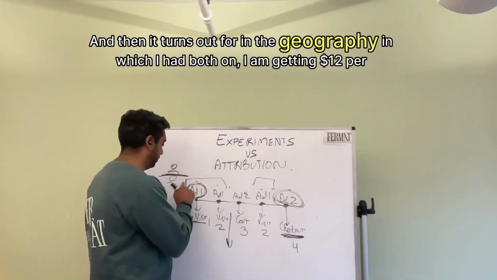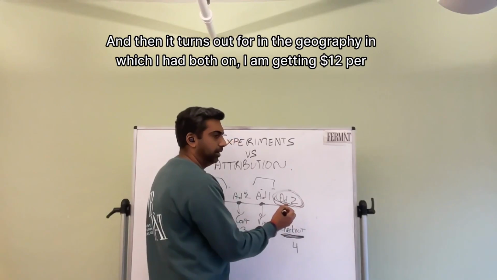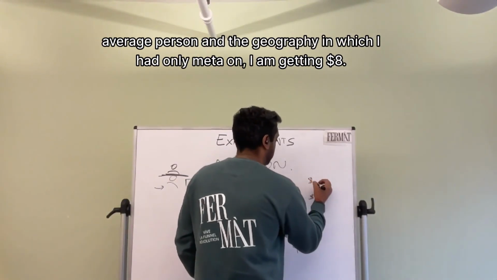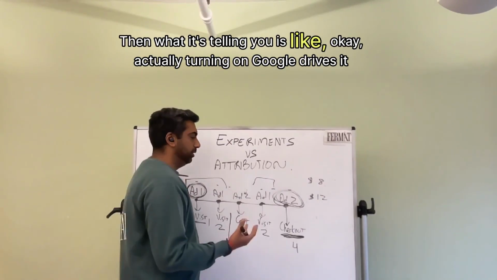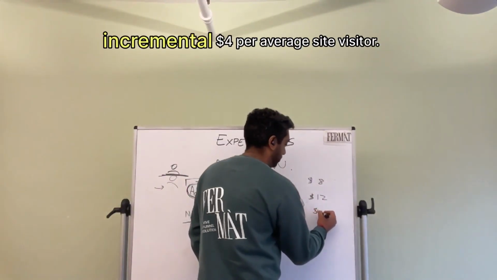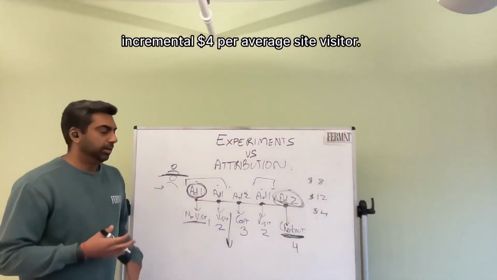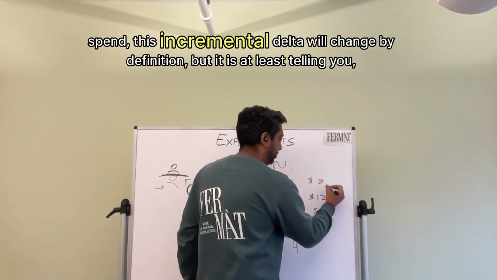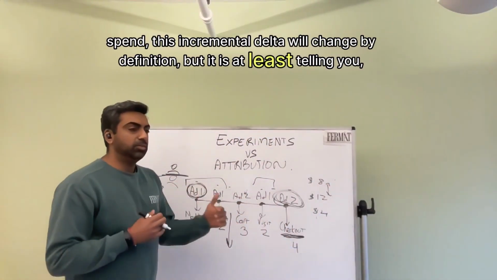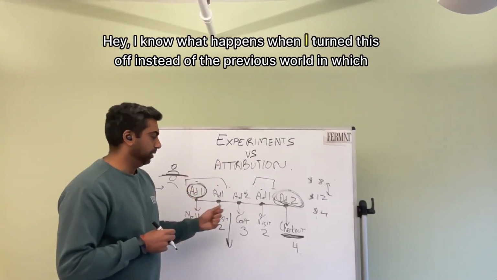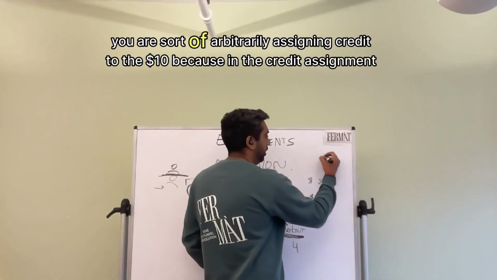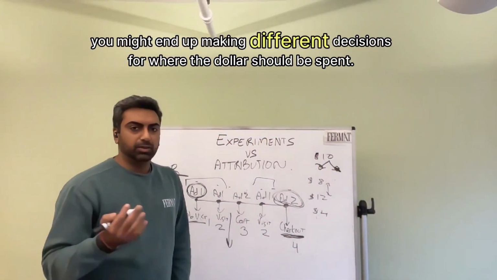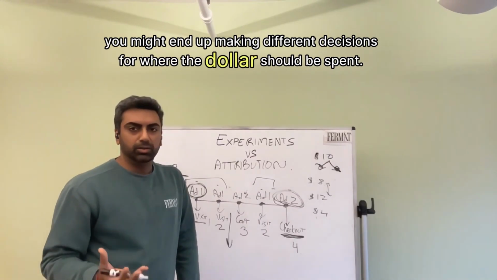And then it turns out in the geography in which I had both on, I am getting $12 per average person, and the geography in which I had only Meta on, I am getting $8. Then what it's telling you is, okay, actually turning on Google drives an incremental $4 per average site visitor. And that is actually the more useful metric because, and by the way, as you increase spend, this incremental delta will change by definition, but it is at least telling you, hey, I know what happens when I turn this off, instead of the previous world in which you are arbitrarily assigning credit to the $10, because in the credit assignment model, you might end up making different decisions for where the dollar should be spent, right?